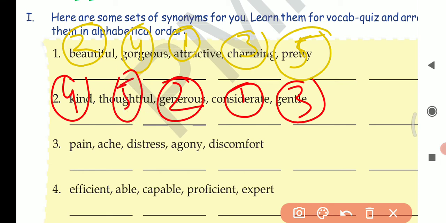Children, please remember that when certain alphabets are common in 2 or 3 words, then we shift to the next alphabet.